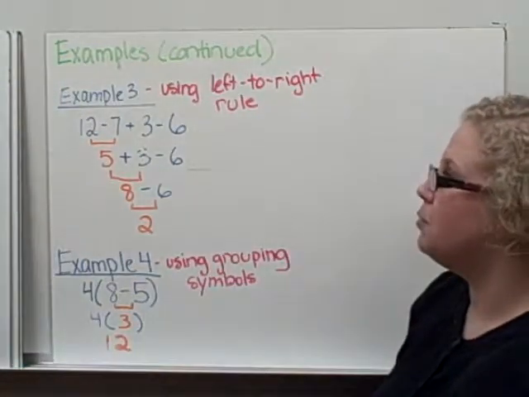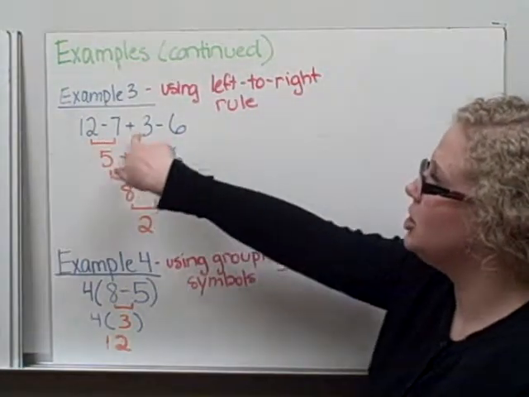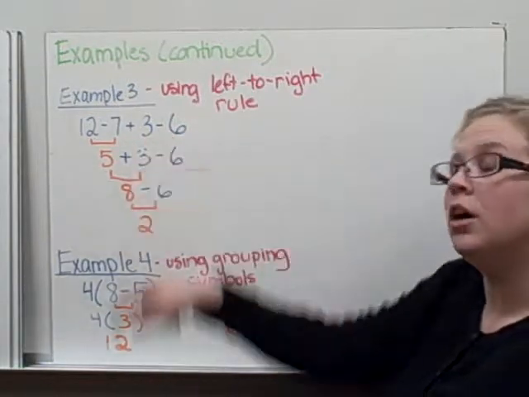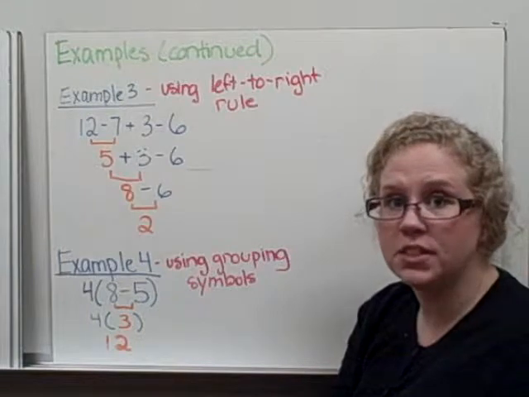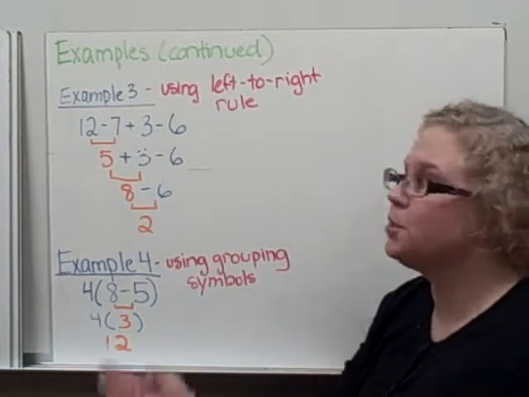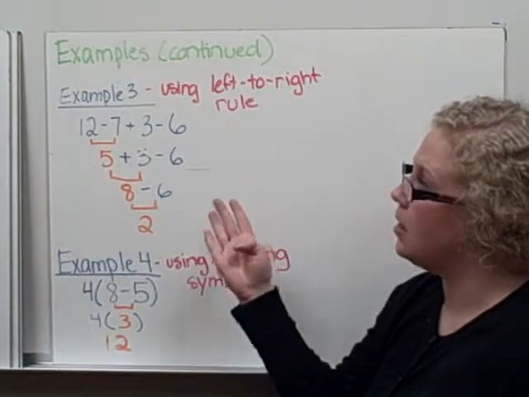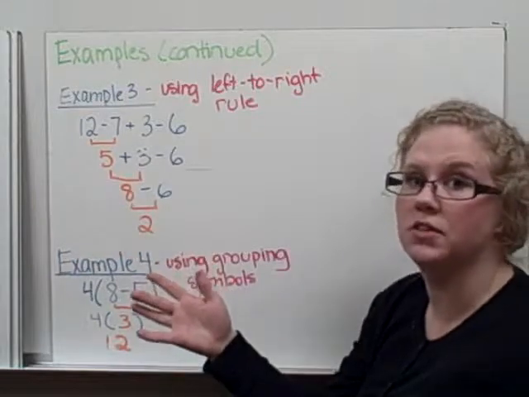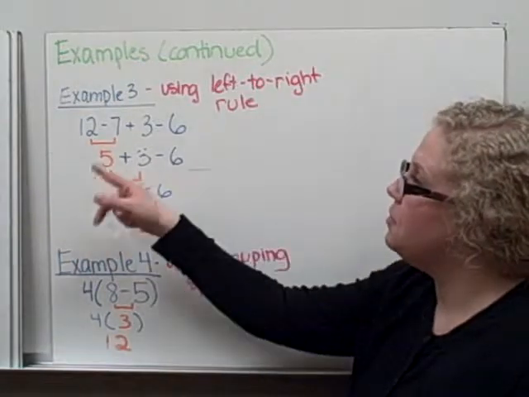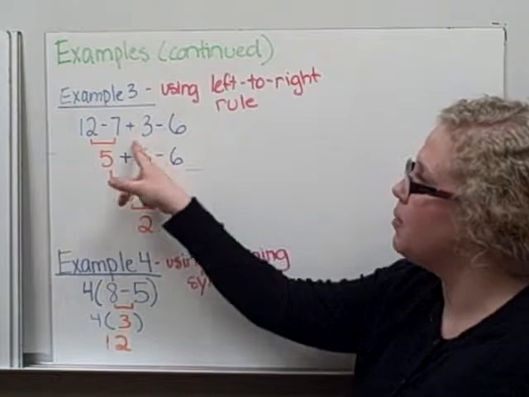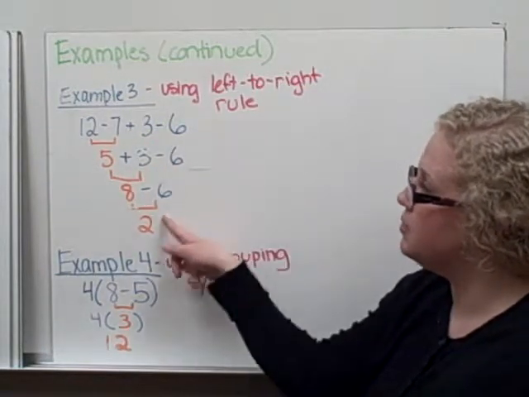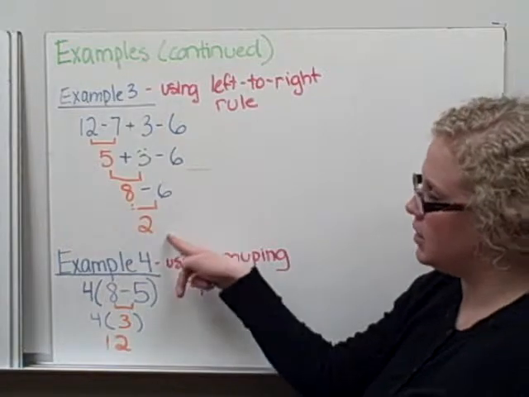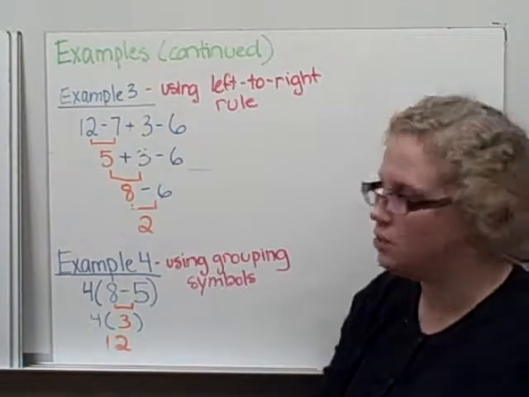In our third example, we have subtraction, addition, and subtraction. There's no multiplication, division, parentheses, or exponents to worry about here, so we just work from left to right and find the answer that way. So 12 minus 7 is 5. Then our next part is add 3. 5 plus 3 is 8, and we do our last part of subtracting 6. 8 minus 6 is 2. Our final answer is 2.